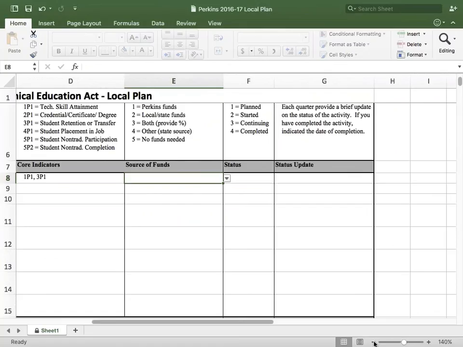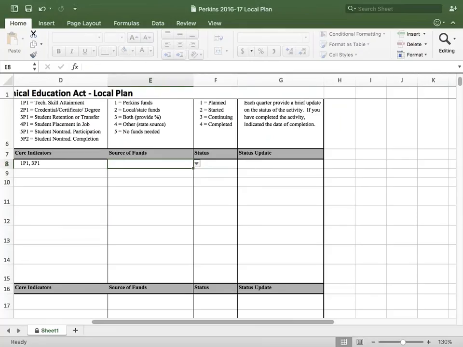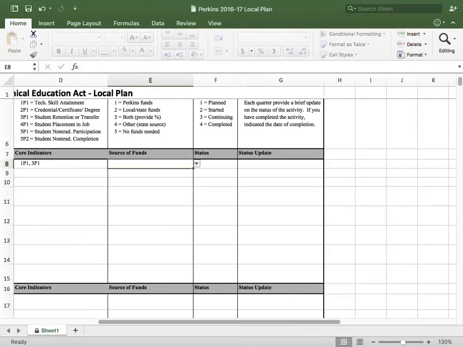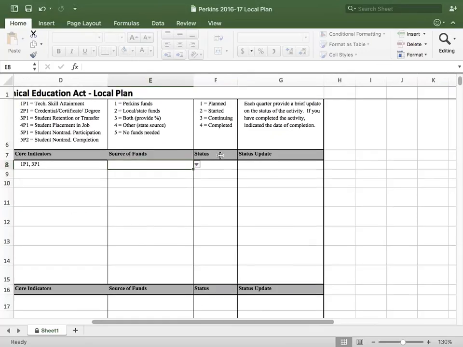Now, this year, this document will be returned to you quarterly, and what you'll do at the end of the quarter is tell us what's the status of this project. So if you have started the project in that first quarter, you'll tell us, and you'll give us a little brief update of the description. So ultimately, hopefully by the end of the year, you will have worked through your plan and completed that.